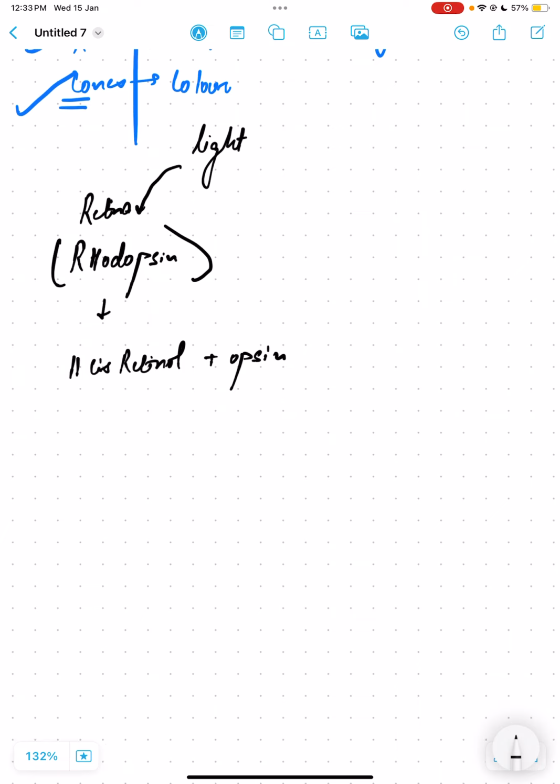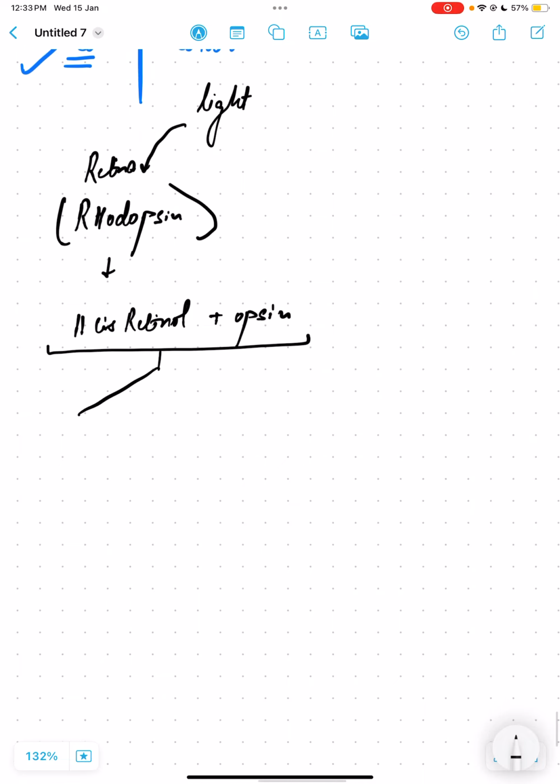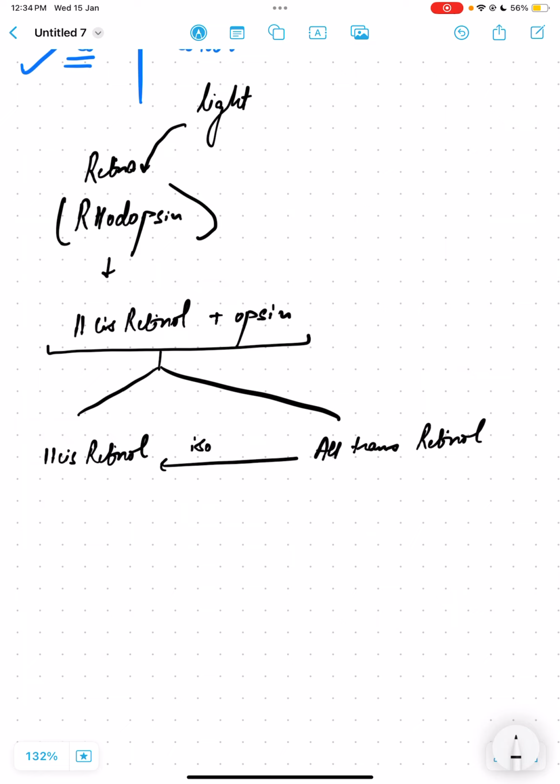Okay, it will break into these two parts. Then what will happen further, there will be the division into 11-cis retinol and all-trans retinol. Basically, when all-trans retinol wants to convert back to cis retinol, it can be done with the help of the enzyme isomerase.